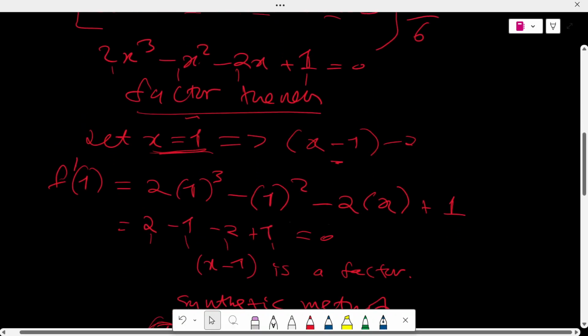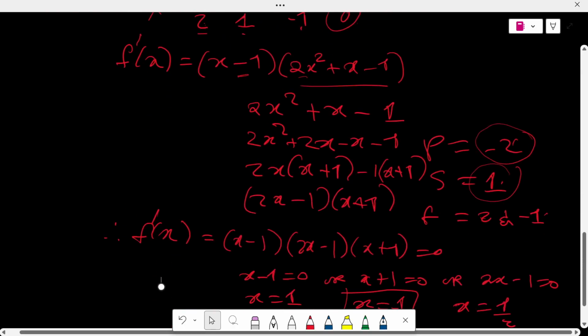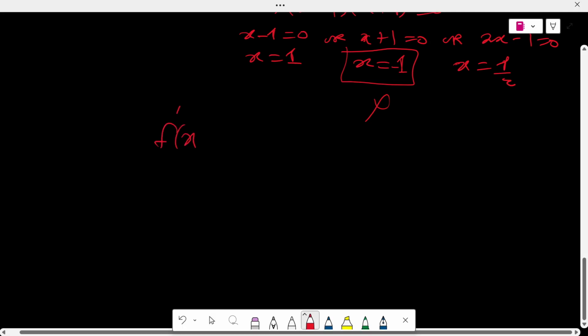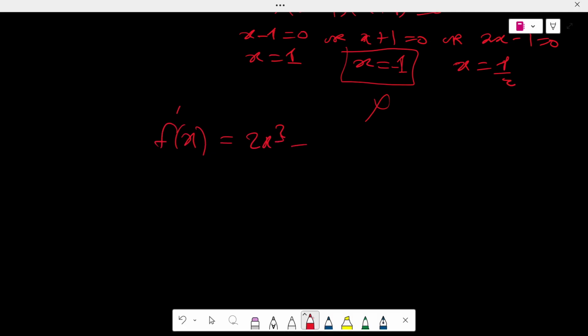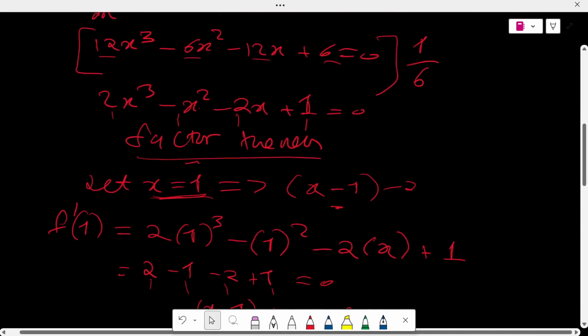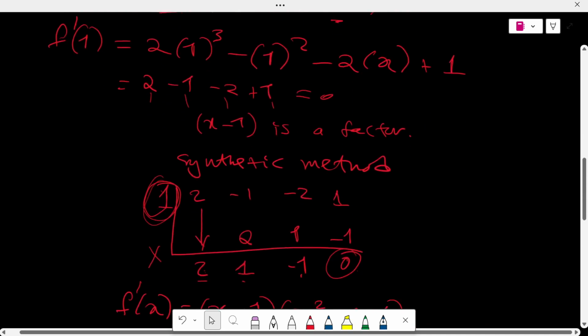So the original function is this. Now, the derivative is this: 2x to the power 2, then we have minus 2x to the power 2 here, then we have... I don't know if I've written it correctly, but I hope so. Oh no.